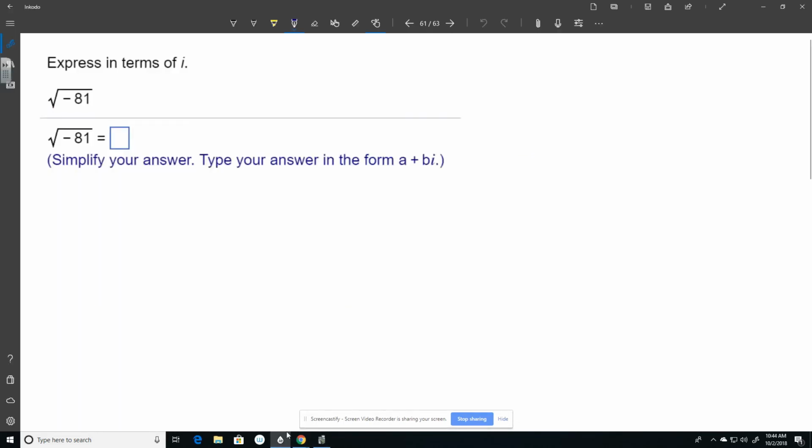All right, number 18. Express in terms of i. So to get rid of negative under a square root, we change that. We put the i on the outside, square root 81. Well, the square root of 81 is just 9. So this is just i times 9. But I like to put the 9 first. 9i. And even though it says in the form of a plus bi, there is no a. There's just the b and the i. So that would be your final answer.